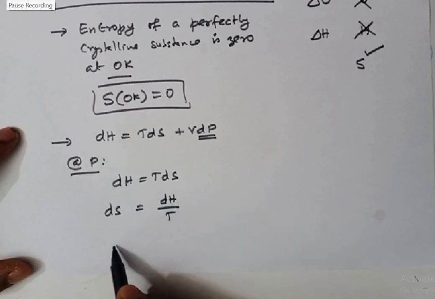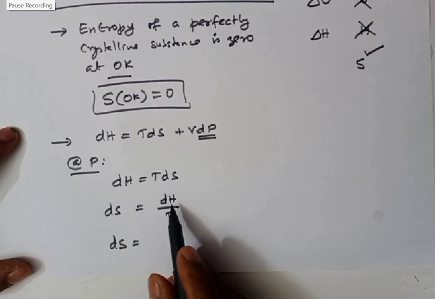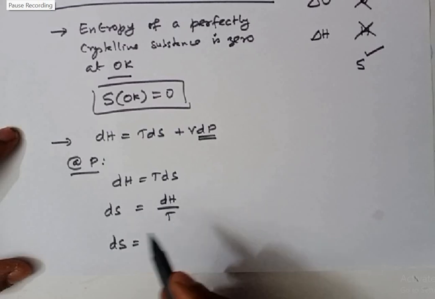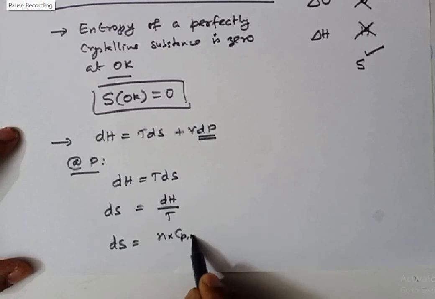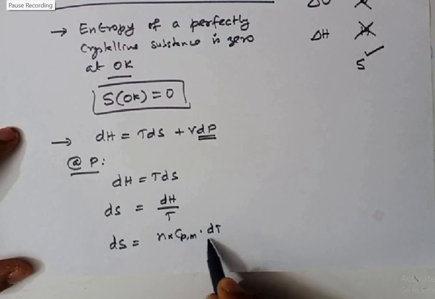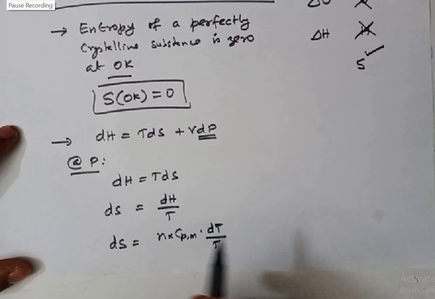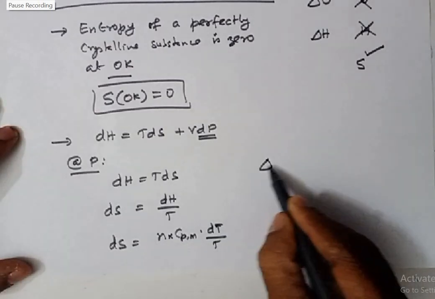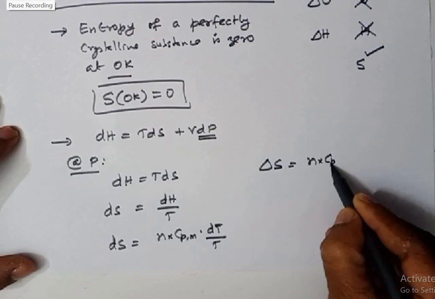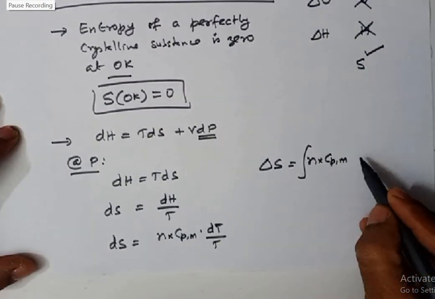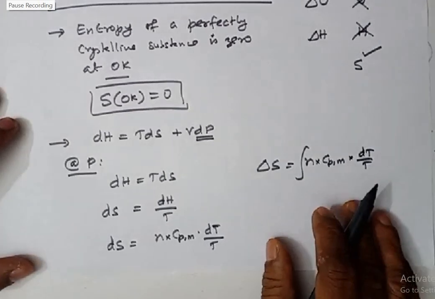And you know very well, dH is nothing but delta Q at constant pressure, Cp dT, or I can write n Cpm dT by T. If I integrate both sides, I'll get delta S on the left hand side, and on the right hand side the integral of n Cpm dT by T. Observe this carefully.